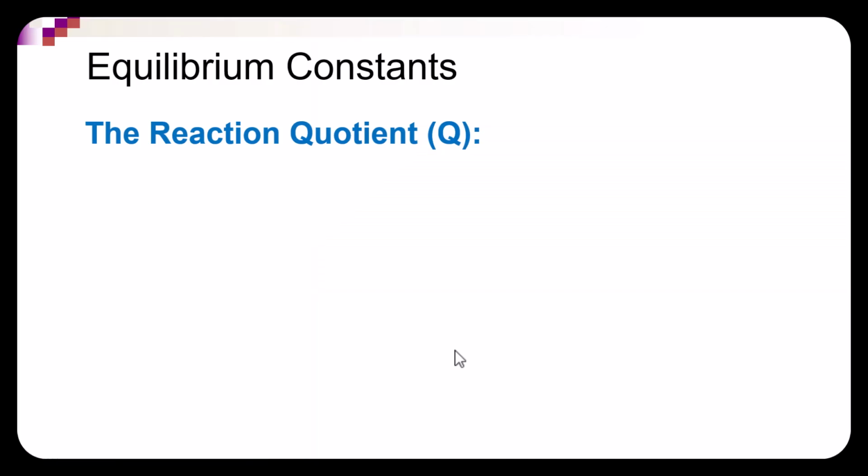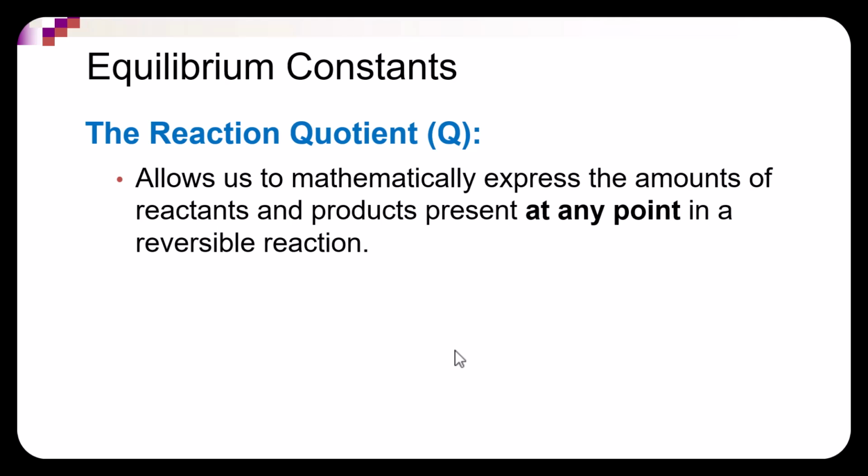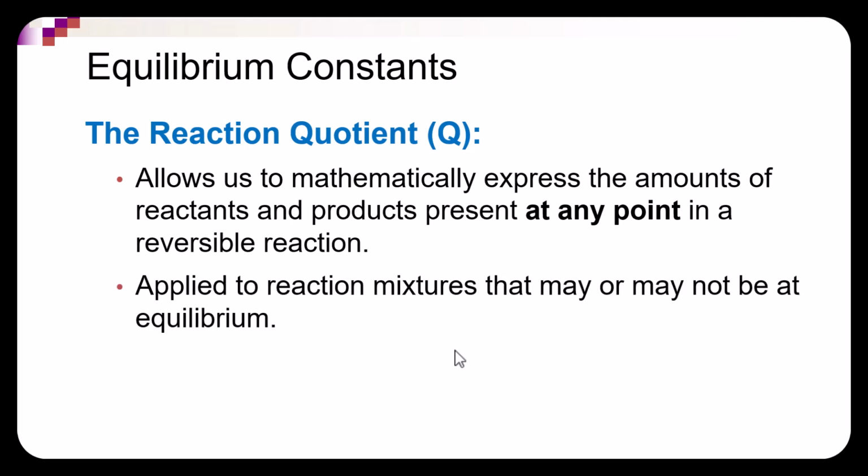So reaction quotient is going to be denoted with a letter Q, Q for quotient. It's going to allow us to mathematically express the amounts of reactant and product during a chemical reaction at any point in the reaction. So it could be before we reached equilibrium, it could be at equilibrium, or we could be past equilibrium, like we pushed too much into the products. So it's going to give us a point to start at to look at whether or not we are at equilibrium. So it's applied to reactions that may or may not be there.